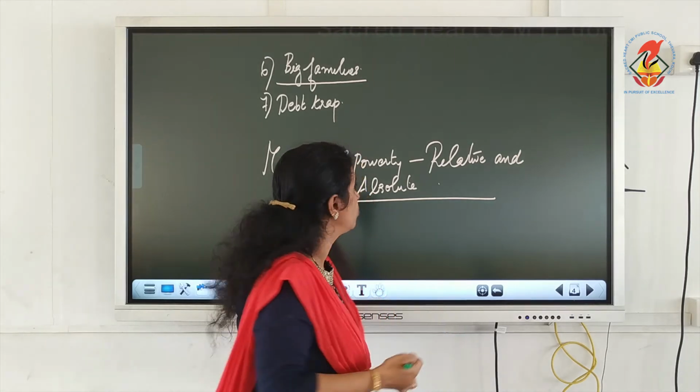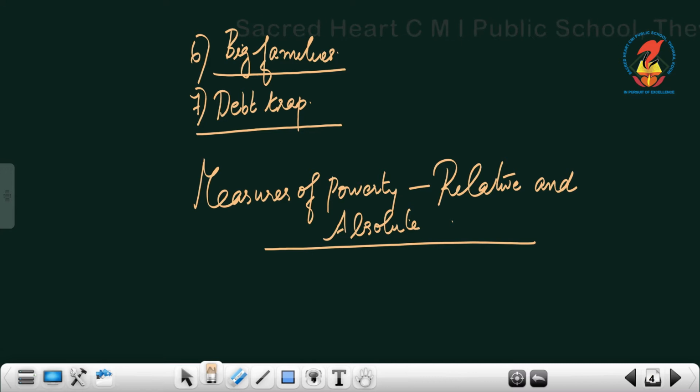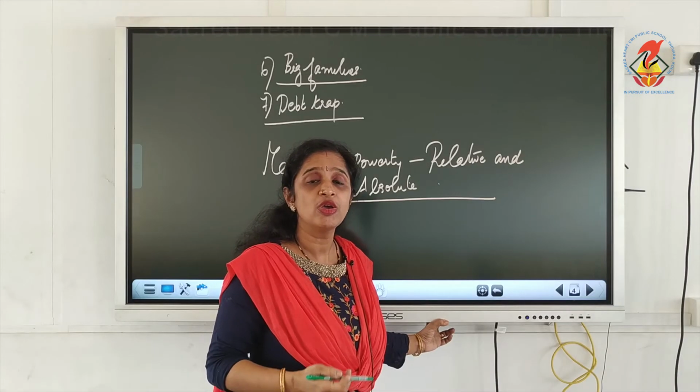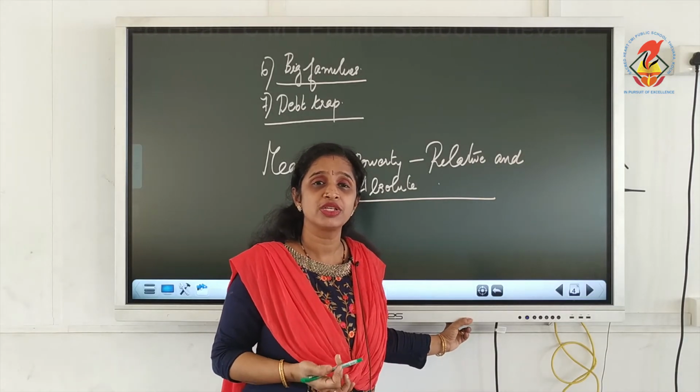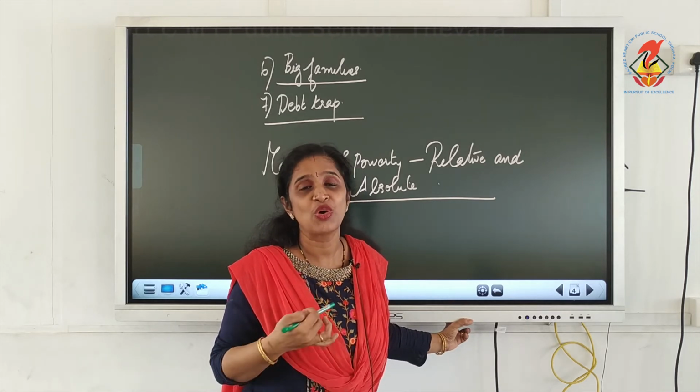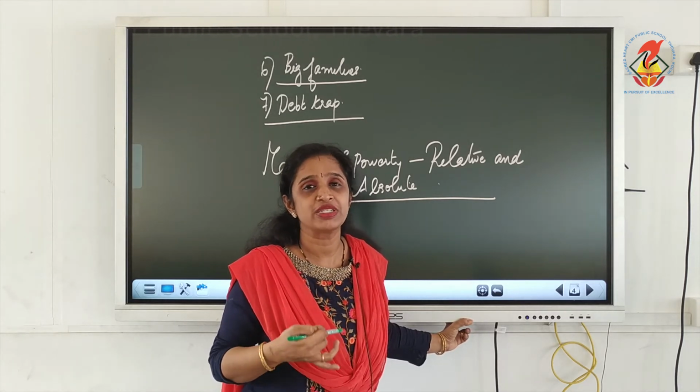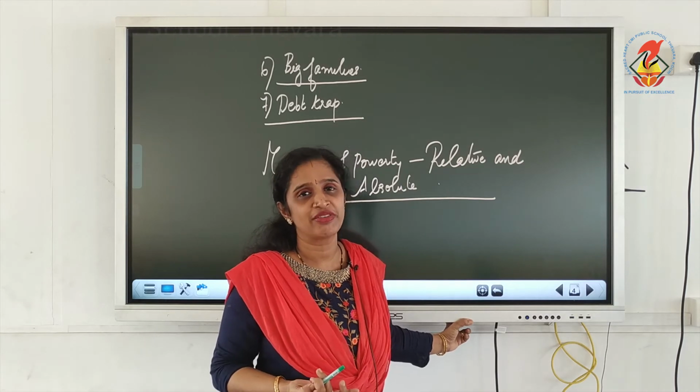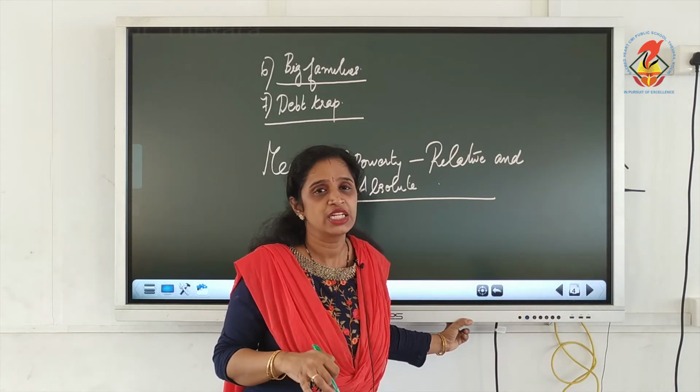And finally, we have the debt trap. These people will be borrowing money from somebody else to earn their livelihood. So always they will be in a debt trap. They don't have any source of livelihood. Whatever they are getting, it is spent.